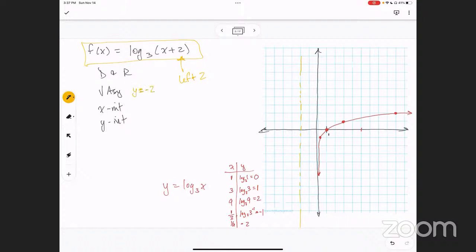So your vertical asymptote, instead of x equals 0, is x equals -2. Whoops, sorry, I wrote that wrong. Not y, x equals -2. Vertical lines are x equals, right? And the domain is from -2, not including it, to infinity, right? And the range is just all real numbers.